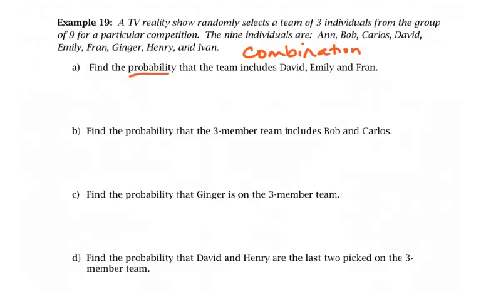So the first question says, find the probability. So I'm not finding out how many ways can they do something, but what's the probability that your team includes David, Emily, and Fran? And so if I want a team with those 3 people on it, how many ways can I get that? Well, there's only 3 ways. It can go David, Emily, Fran, Fran, Emily, David, or Emily, David, Fran, I don't know. So there's only 3 people that we're going to choose from.